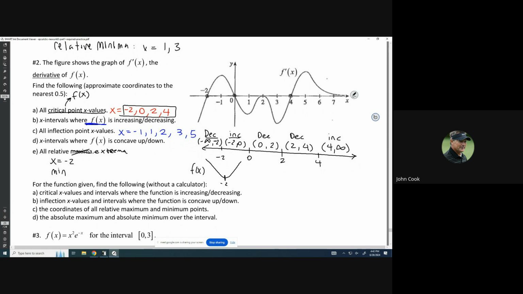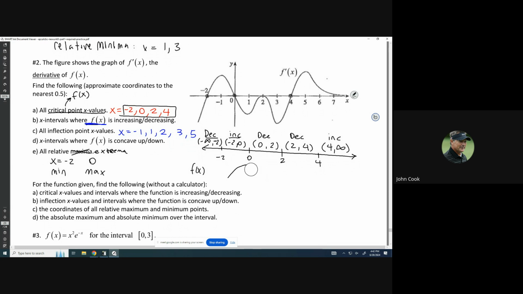Okay, let's see what happens at 0. So when x is equal to 0, it goes from increasing, which is going up and to the right. Then it gets to 0, then it's decreasing, so it's going down to the right. So that looks like it's going to be at the top of the hill, so this is going to be a maximum at 0. So that's a relative maximum.